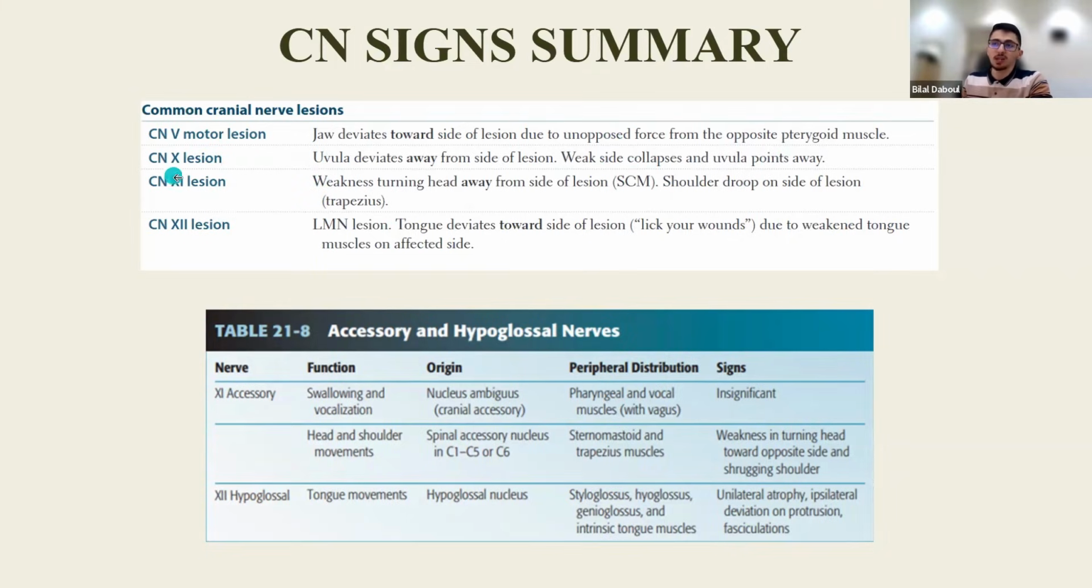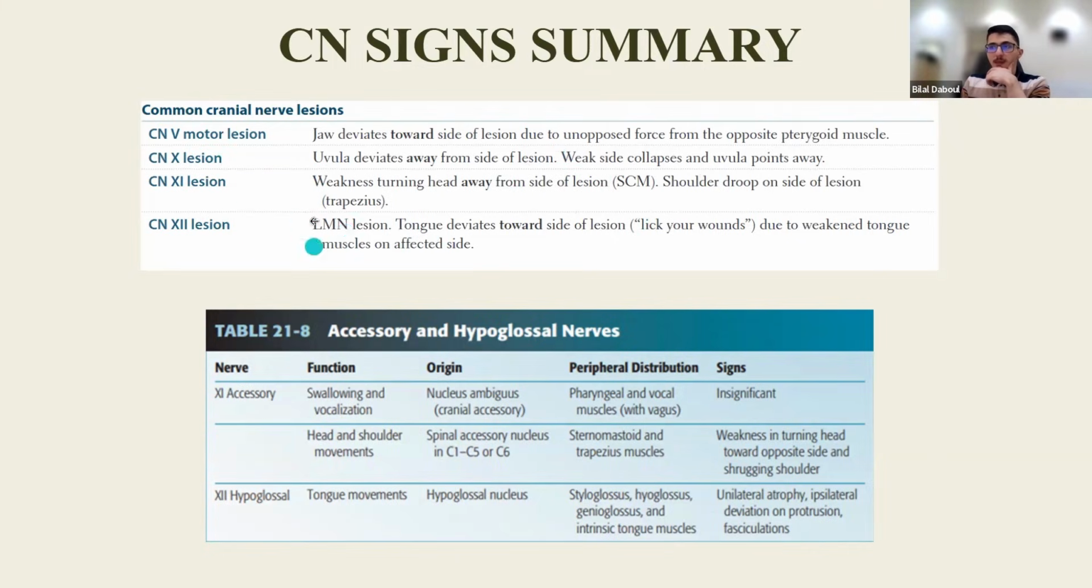For the accessory, the accessory is very simple. You'll get a single question about it, and you just need to know the two muscles it supplies. It supplies the sternocleidomastoid and the trapezius. So if I have a right-sided accessory nerve lesion, I will have difficulty turning my head towards the opposite side, opposite to the lesion. So I would have difficulty turning my head towards the left side. I would also have ipsilateral shoulder drooping, meaning this shoulder would be lower compared to the other one. And that's it for accessory nerve lesion.